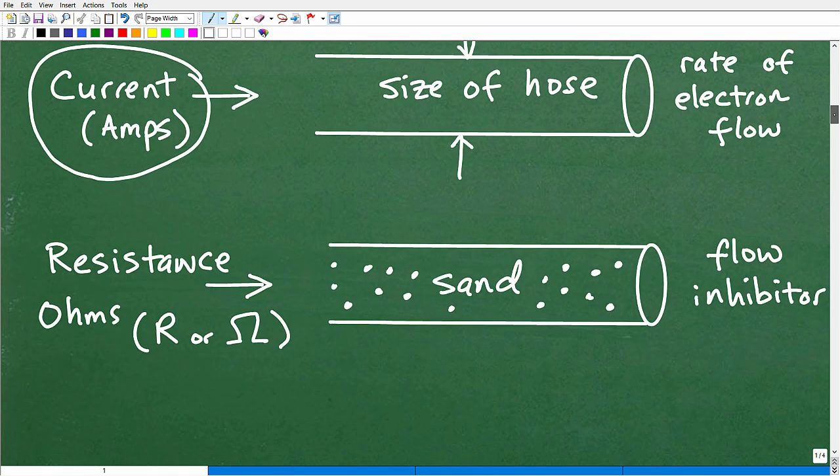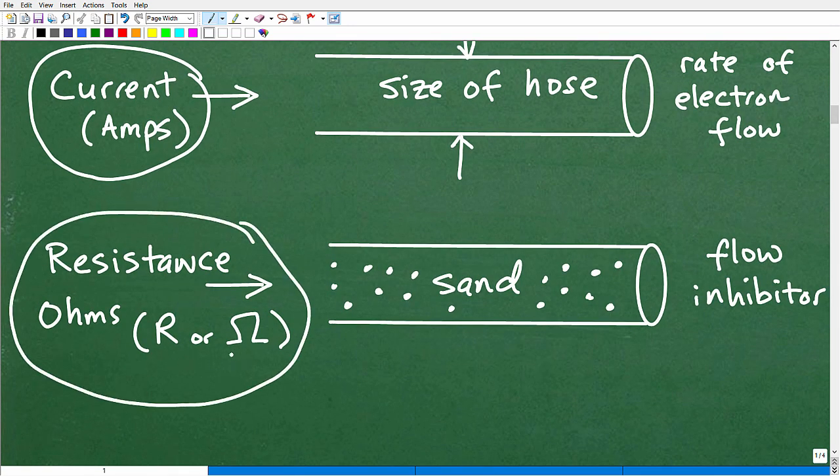All right, and then lastly is our resistance, which is measured in ohms. Generally, you'll see this little symbol right here. That's omega. It's a Greek symbol. So you'll see that is probably the most frequent way resistance is measured. It's measured in ohms, but it's written either with the R or this omega symbol.